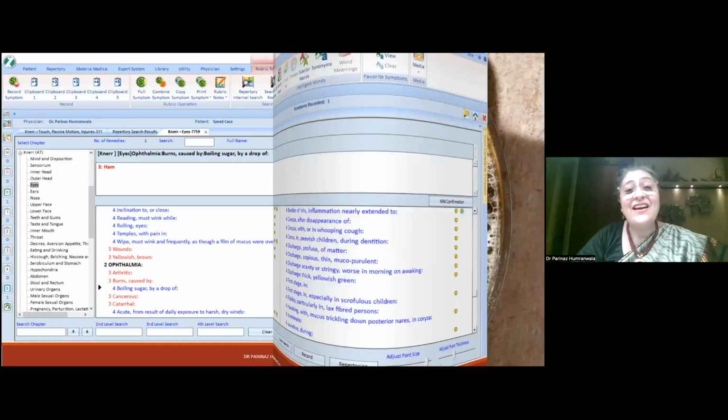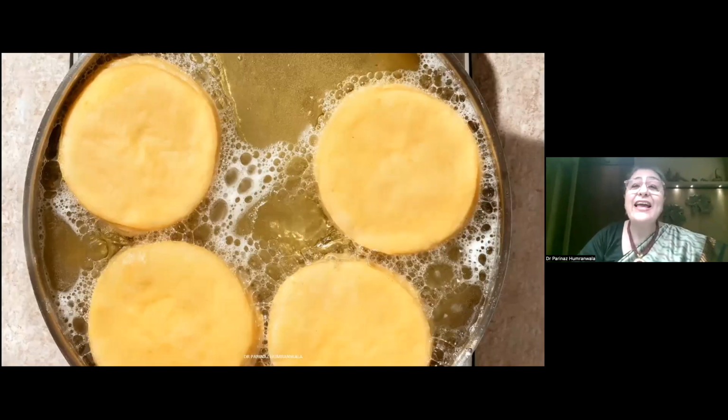Then, friends, in India, we fry a lot of puris. We use a lot of fried stuff. And this is burning hot oil. Does that mean that if a drop of oil went into your eye, also you should use hamamelis? No, the chapter here is different.